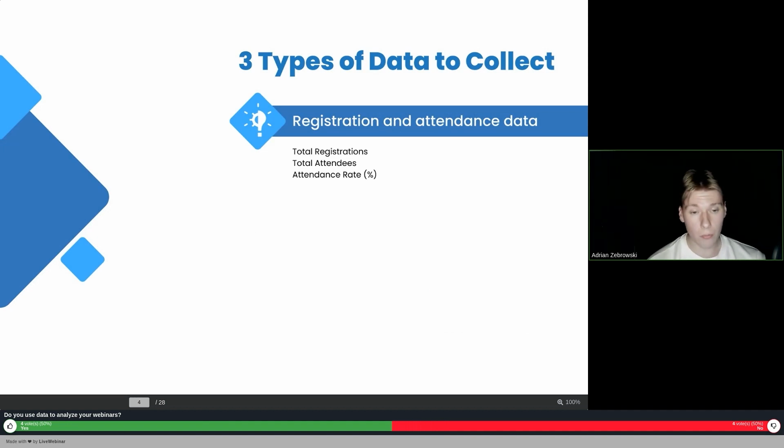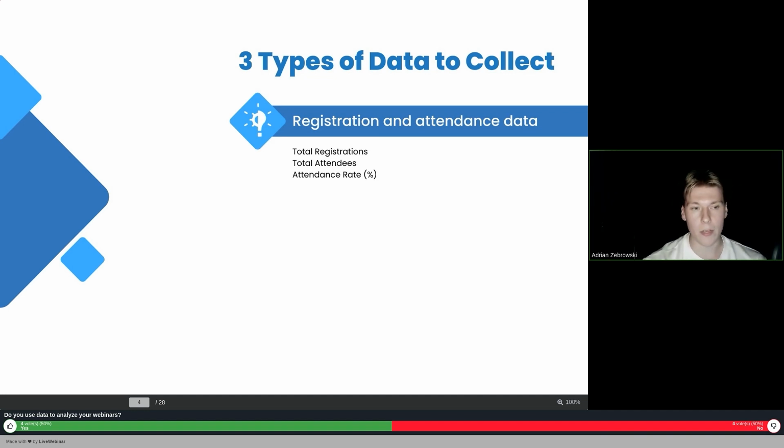So to start off, there are three types of data to collect. And the first one is registration and attendance data. That includes total registrations, which is a figure that is usually the highest one of them all, really, because that's the first step in the webinar funnel.